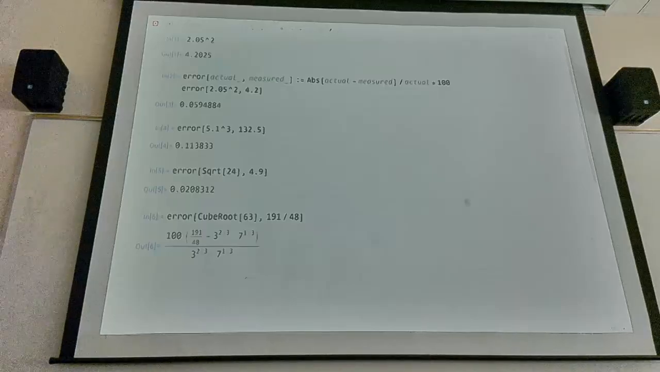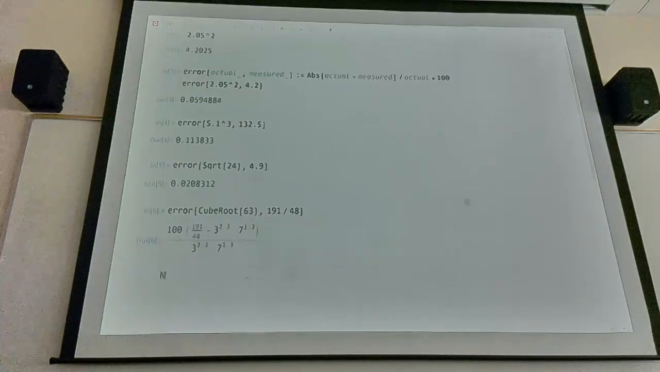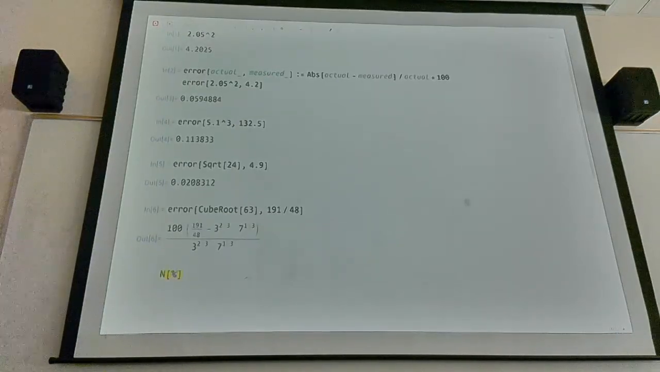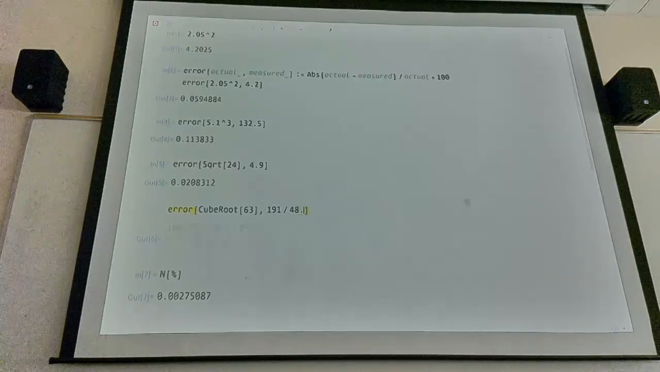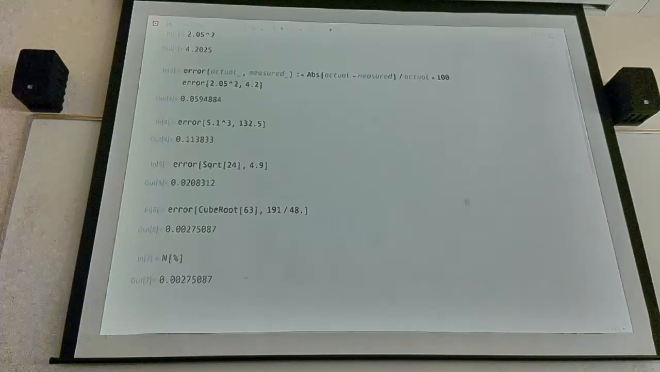So how do I approximate? Two ways to do it in Mathematica. You can do capital N, and then what you want to approximate. Percent just means the last output. Or, let's put a decimal somewhere. Either way, that's about 0.003%. That's really good.